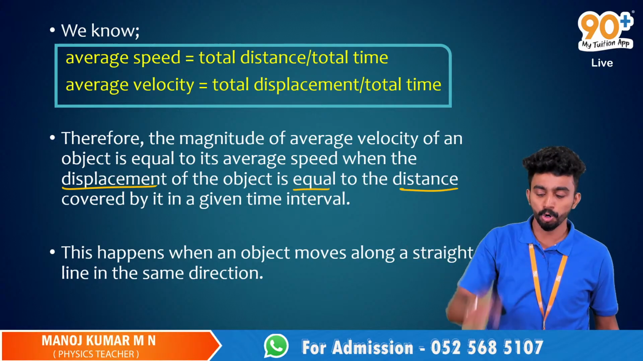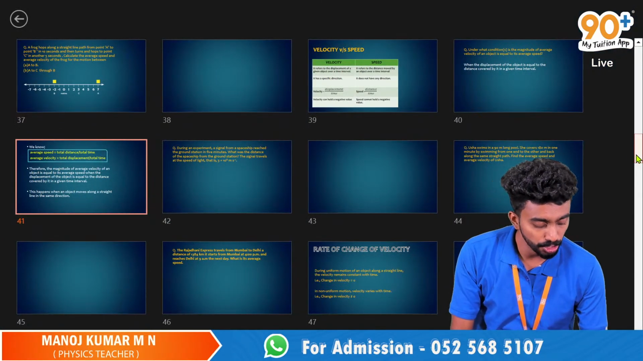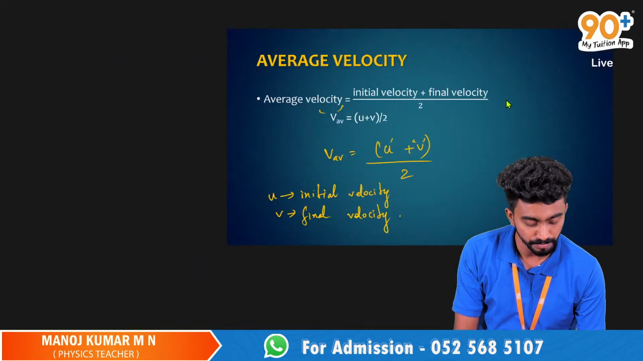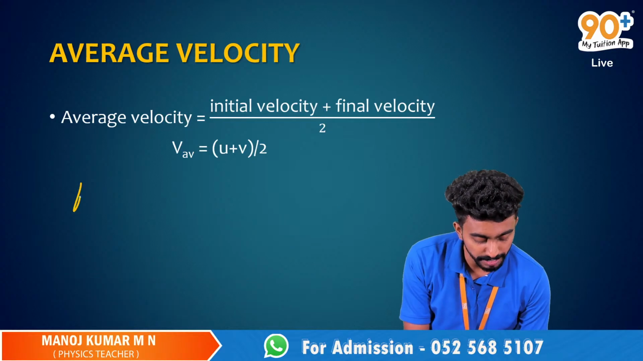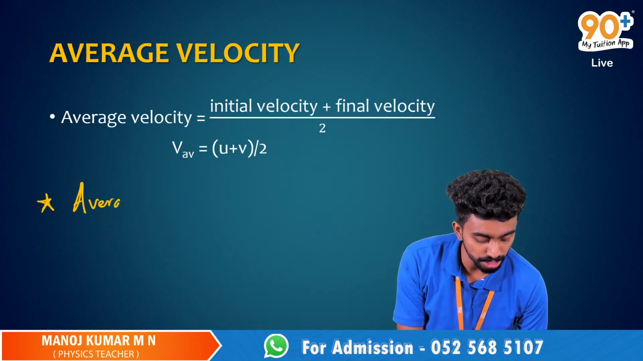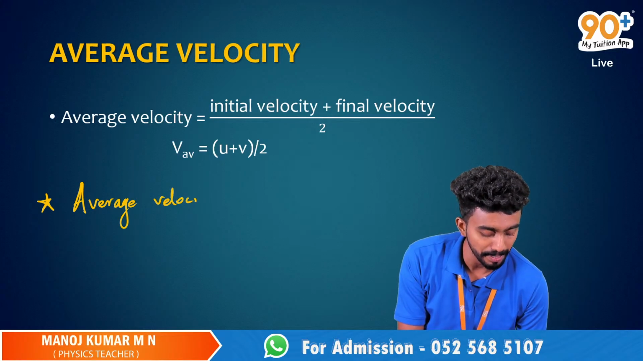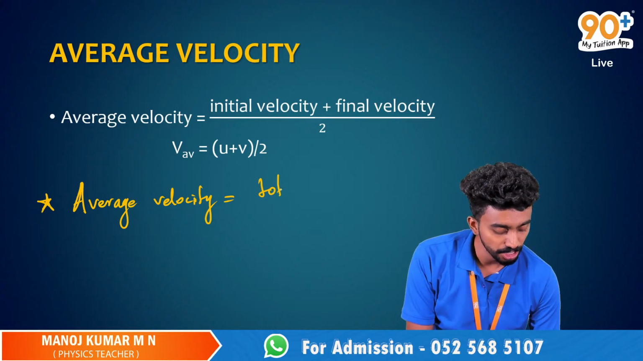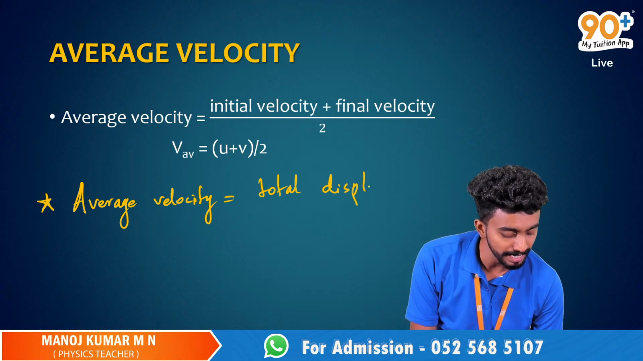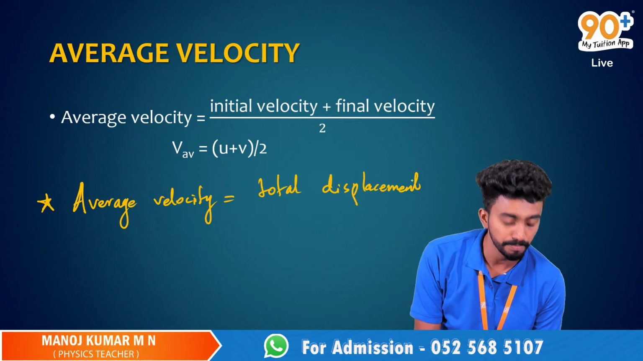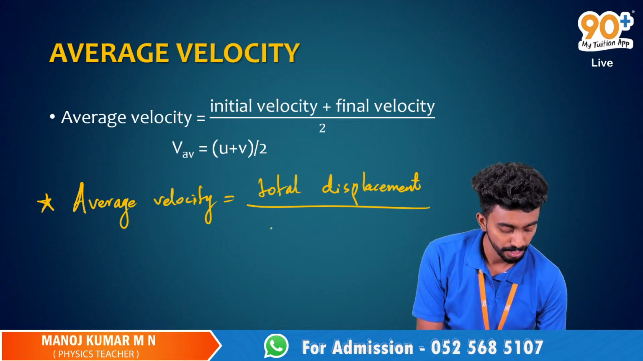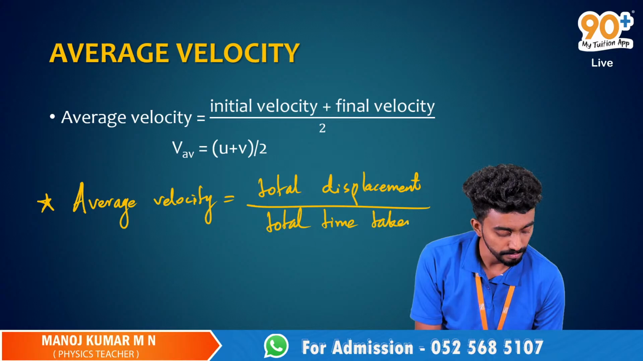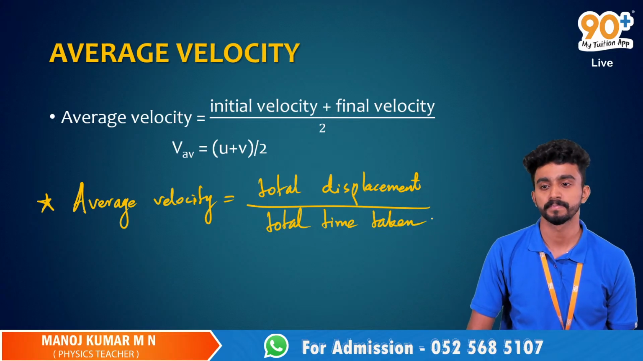Got it? Okay, so for better clarity, you can take down this equation as well for average velocity. Take one more equation: average velocity is equal to total displacement divided by total time taken. You can find average velocity using two different ways, and the other way is total displacement divided by the total time taken. Got it? Clear now? Total displacement divided by total time taken. Clear, everyone? Fine.